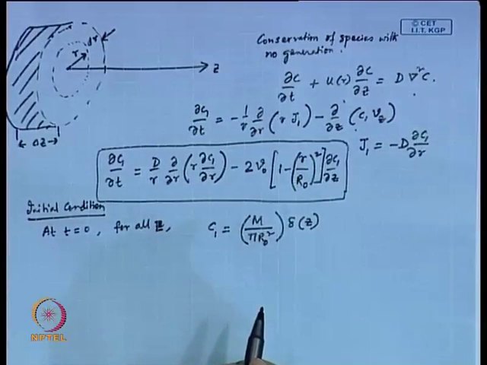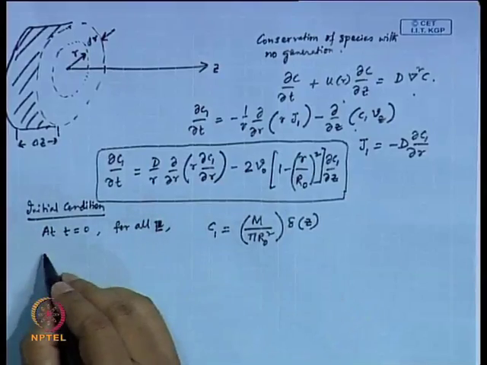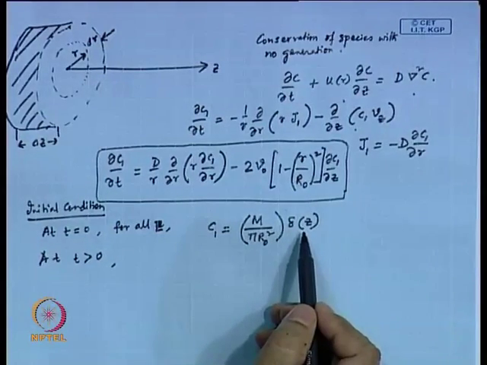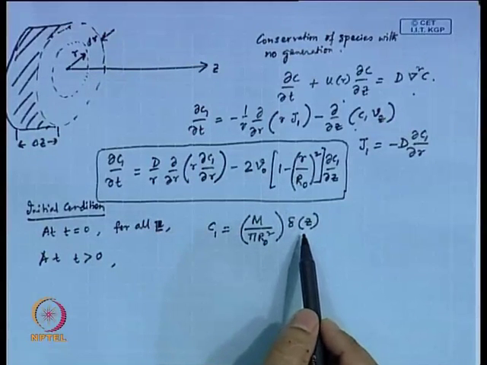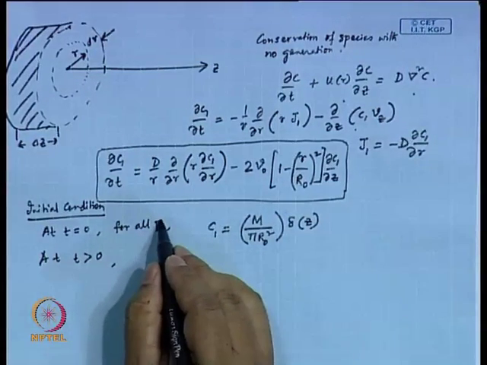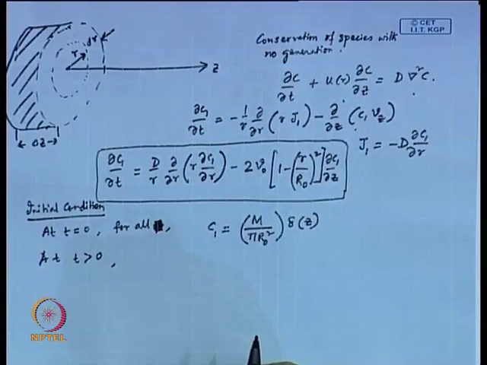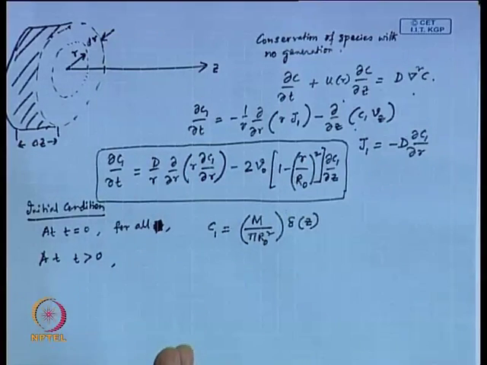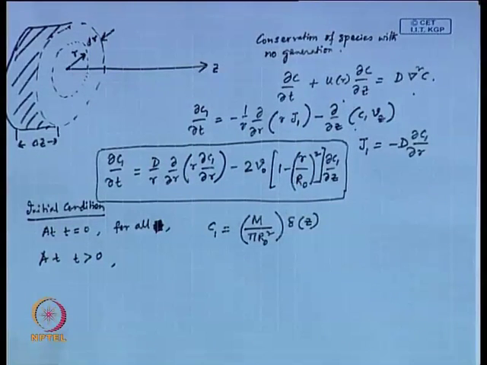And at t greater than 0, see, z equal to 0 is the place where the z starts. So, when you write this delta z, that says at t equal to 0 for all r, you want to call it, the Dirac function is referred to as for all z, because the Dirac function exists only at z equal to 0. So, for all z, and for all r, you want to say m by pi r 0 square delta z. For all z, whether you write it or not does not matter, because delta z exists only at z equal to 0 and elsewhere it is all 0. So, for all z it does not matter.